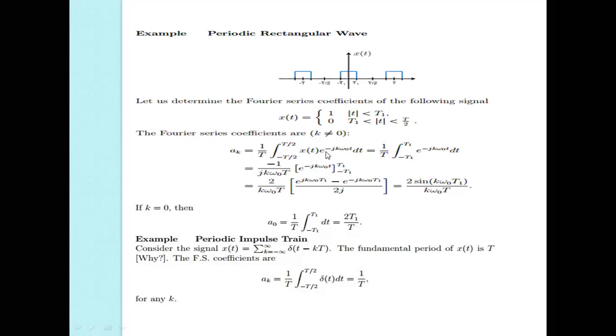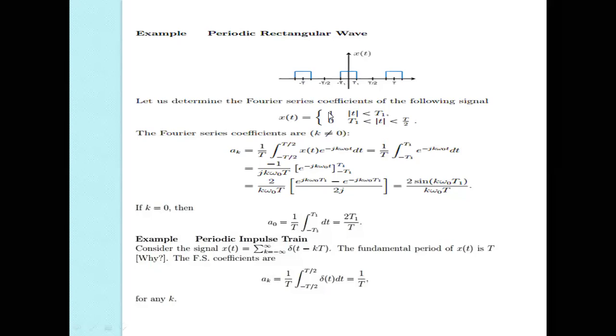e power minus j k omega naught t dt. Why am I taking minus T by 2 to T by 2? Because the signal is repeated over the range minus T by 2 to T by 2. What is x of t here?